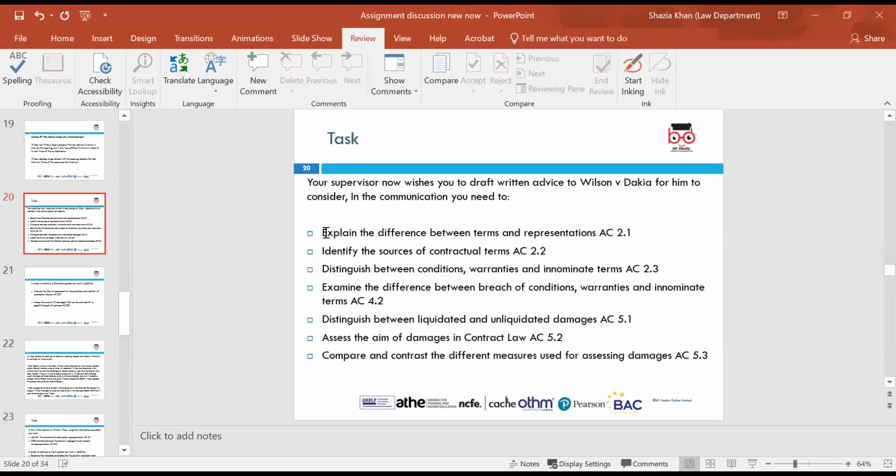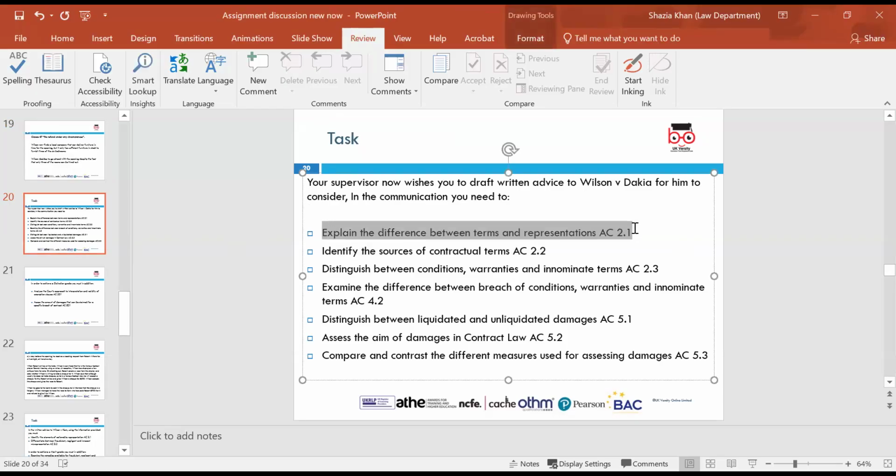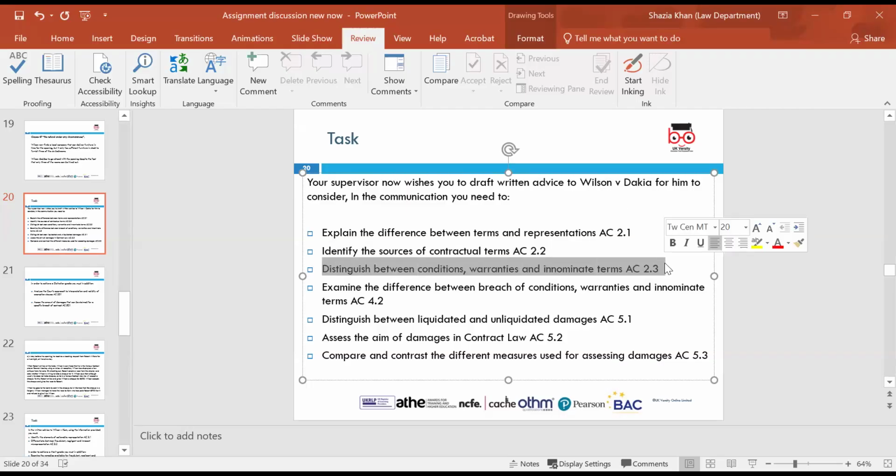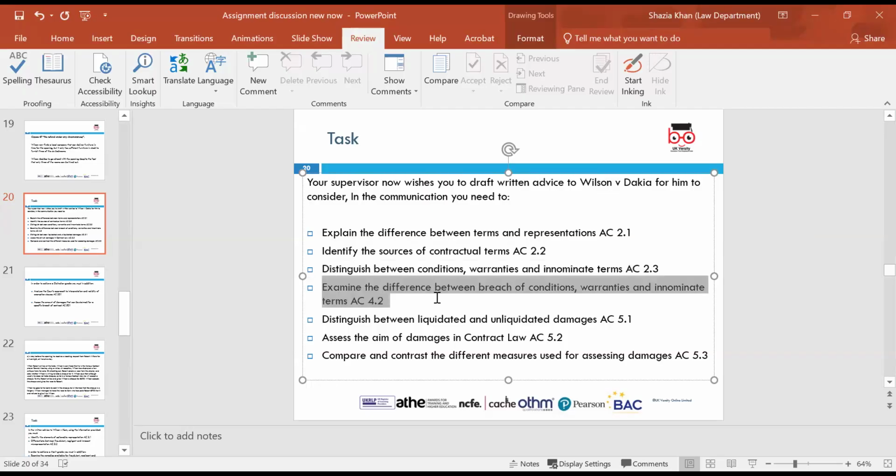So for the first one, you need to explain the difference between terms and representation, which is AC 2.1, and look at the Sale of Goods Act as well. You put that as a heading and then write the answer under it. You need to identify the sources of contractual agreements, contractual terms, AC 2.2. You need to distinguish third between conditions, warranties, and innominate terms, 2.3. You need to examine the difference between breach of conditions, breach of warranties, and innominate terms.